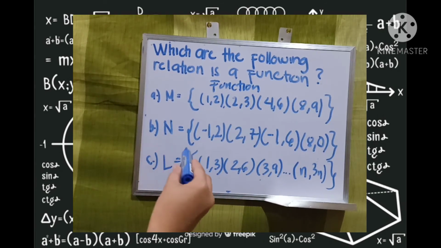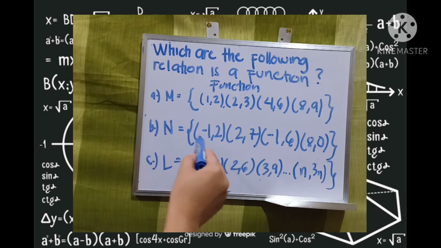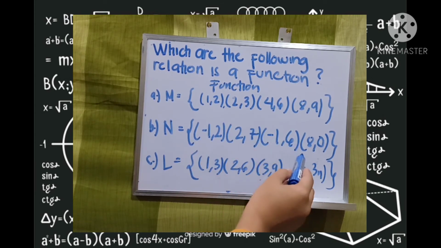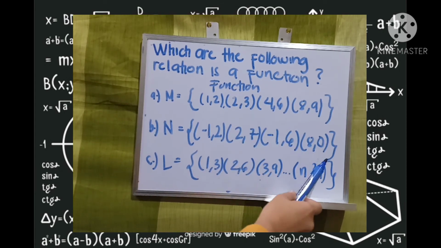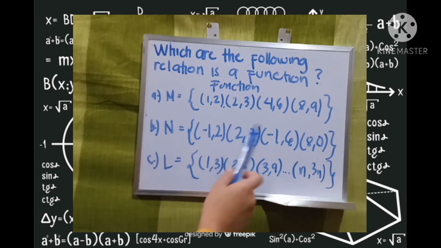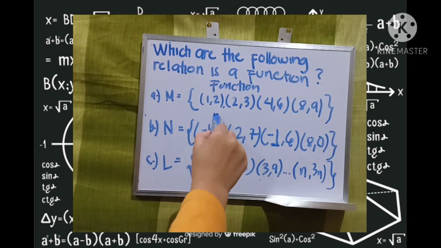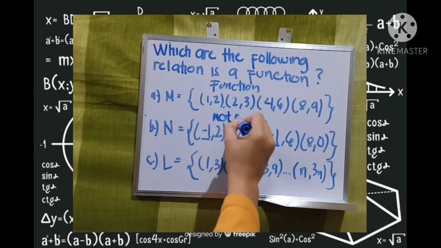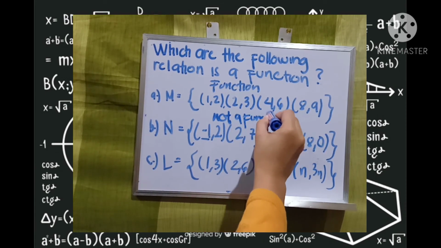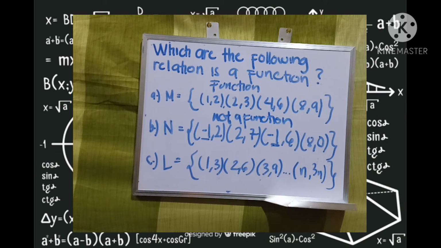In letter B, our domain is negative 1, 2, negative 1, and then. Is our domain repeated? As we can see, our domain repeated, the negative 1. So, this is not a function. In letter C, our domain is 1, 2, 3, and so on. Our domain is not repeated. So, this is a function.